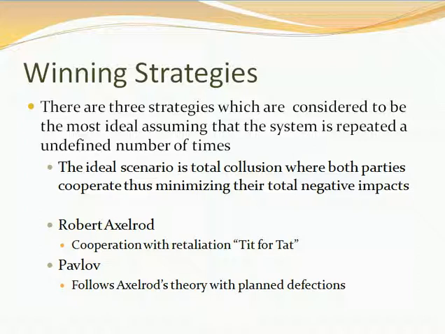This requires that players start trusting each other and only defect in retaliation of the other player's response, thus giving both players an optimal outcome but allowing them to pay the other back for defection. Lastly, the Pavlov strategy is to follow Axelrod's but defect at different times in order to minimize personal negative impacts. Ideally, the Pavlov move would be best made in the last move of the game to not allow for a retaliatory response from the other player.